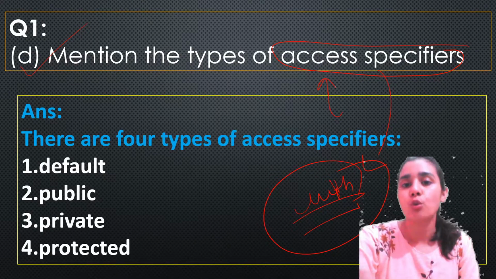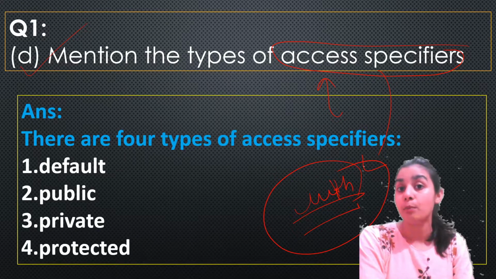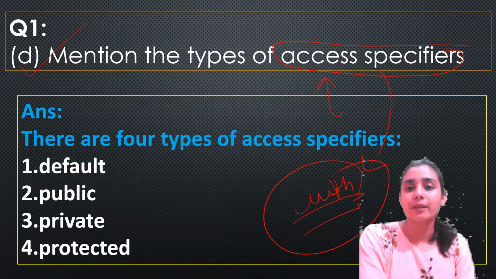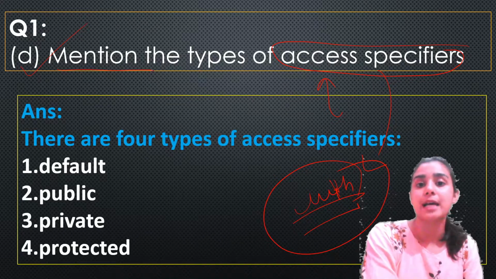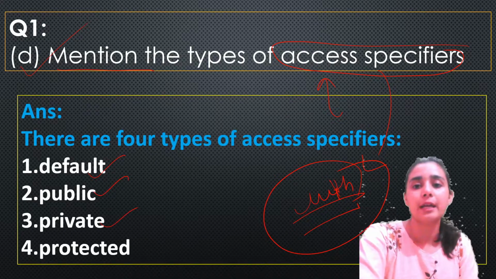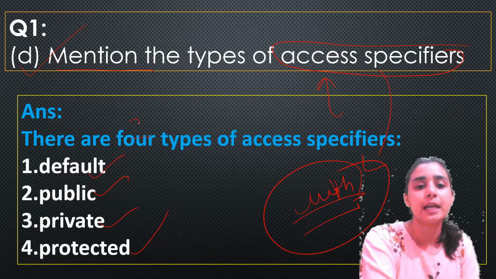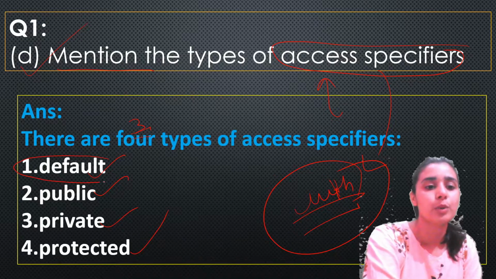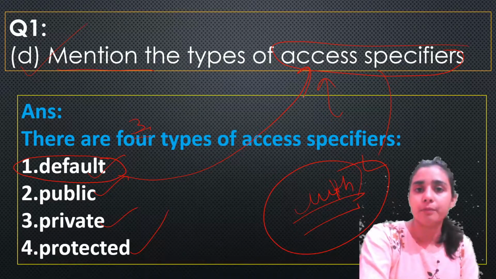So I have uploaded so many videos related to the access specifier, so you will understand more easily. What is the main use of access specifier here? The question is to mention the types. As we know, in Java there are 4 types of access specifier. Actually, somewhere you will find there are 3 types of access specifier, because this one we are not considering, actually that we are not using.